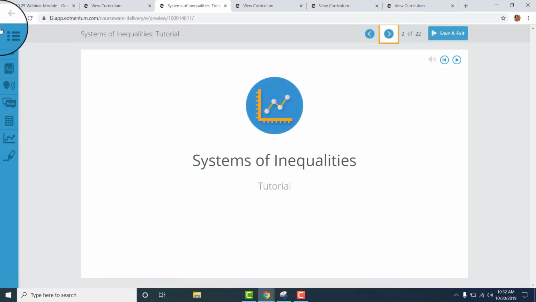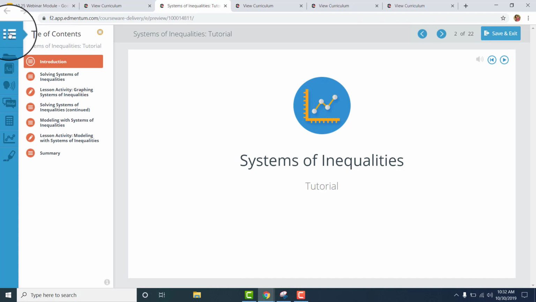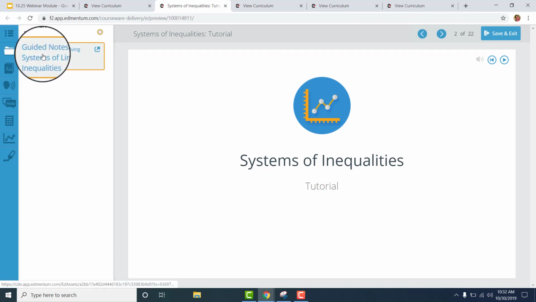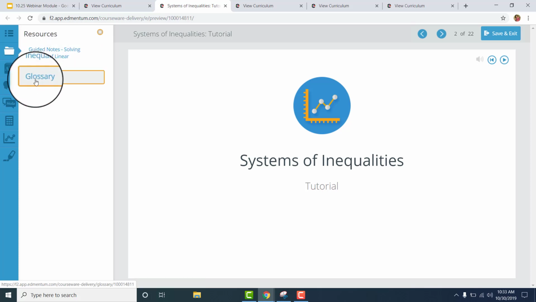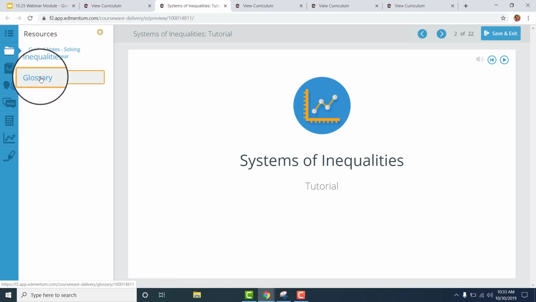As you can see here on the left, we have a toolbox. In this toolbox, you have a table of contents, a resource folder, which may include guided notes, an extra set of notes, some videos, some articles, and a glossary. In this particular module, we only have guided notes and a glossary.